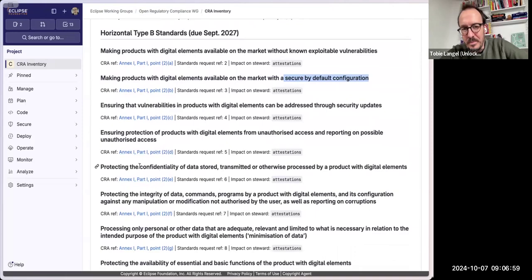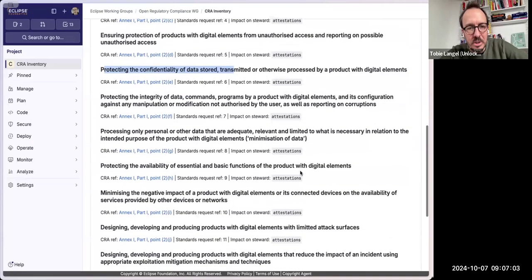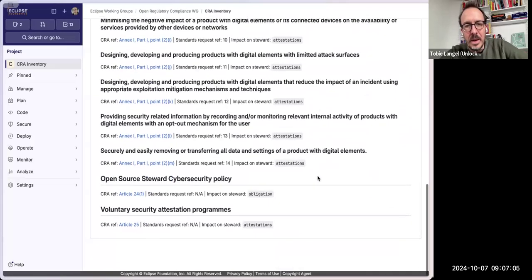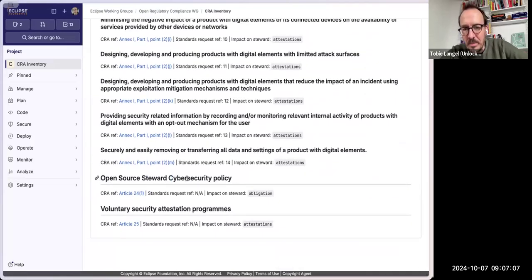So you have encryption, right, of stored data, et cetera. Like you have a bunch of different standards, right? And then you have cybersecurity policy, which is one of the specific requirements. And this is literally, as an organization, what is it that we expect? What is it that we require from projects that are part of the foundation?